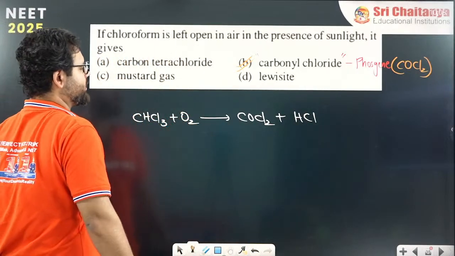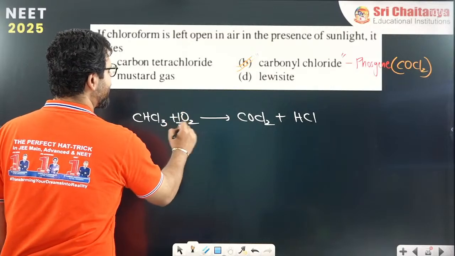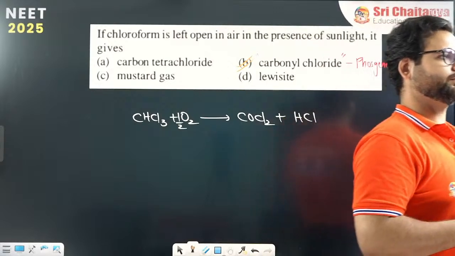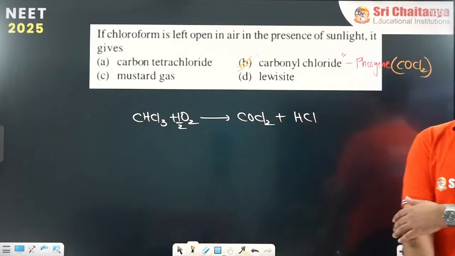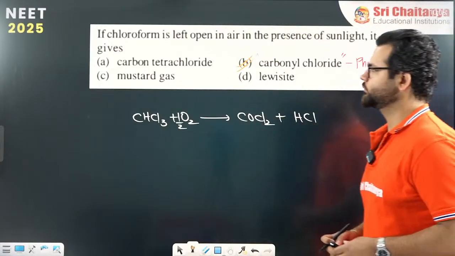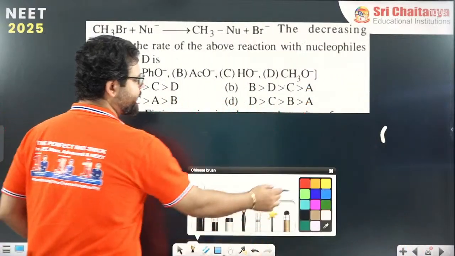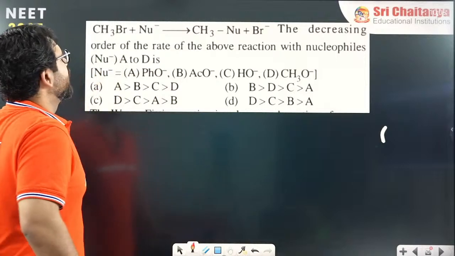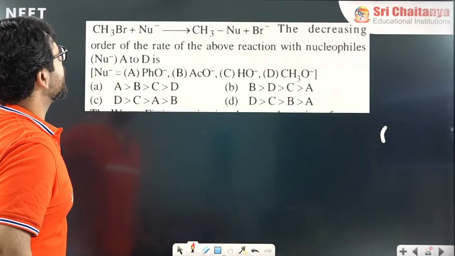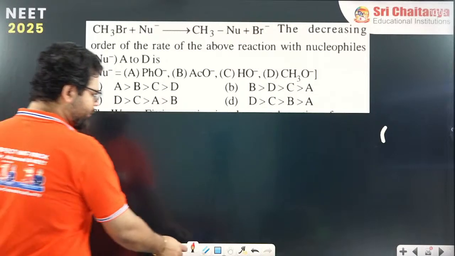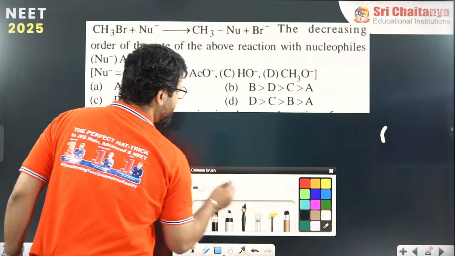Okay, this is the one. You can balance it by taking half oxygen here. Next one. Next question says that the decreasing order of rate of the above reaction with the nucleophiles is. Here you have to see the nucleophilicity order.